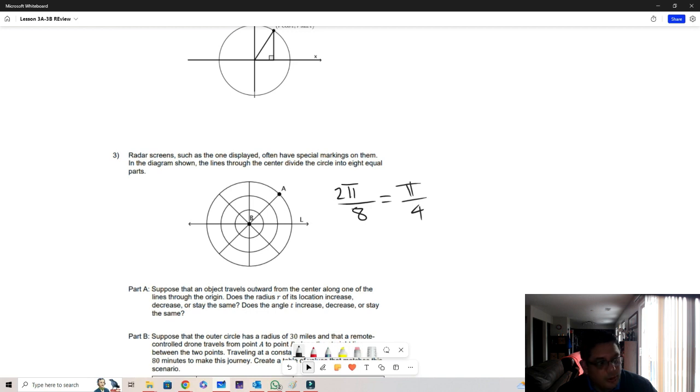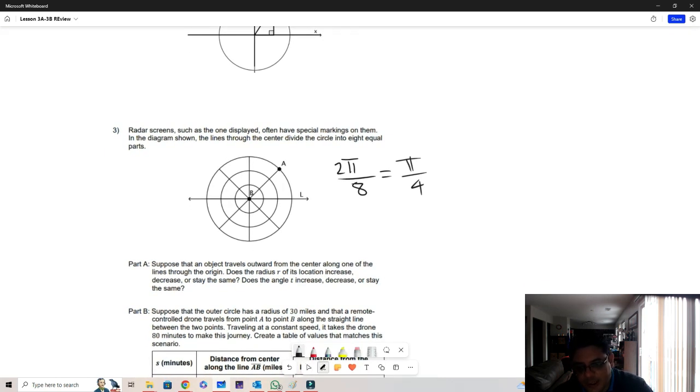Now, one question that arises is, if you suppose that an object traveled outward from the center along one of the lines through the origin, we want to know if the radius increases, decreases, or stays the same, and what happens to the angle: is it increasing, decreasing, or staying the same?